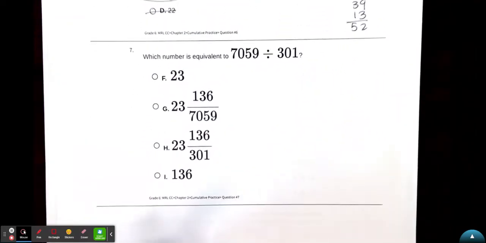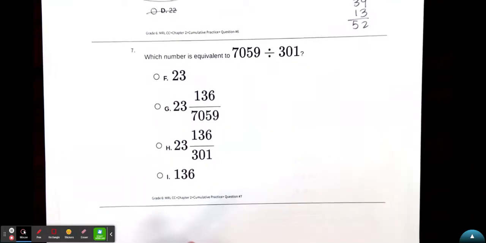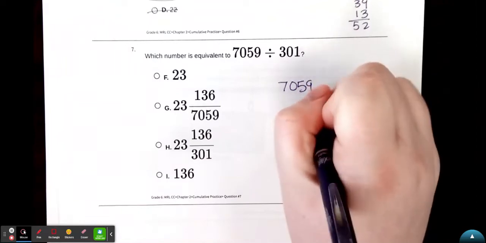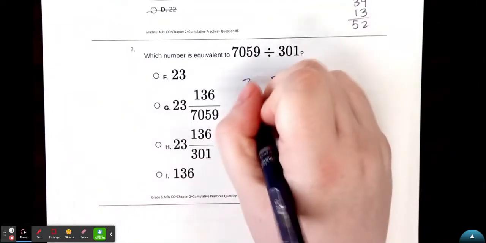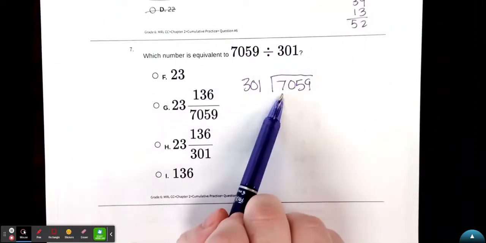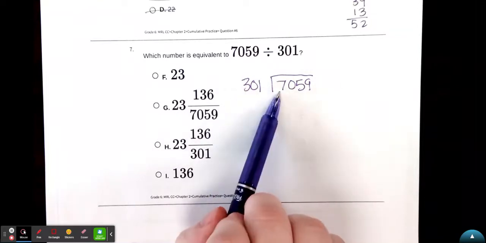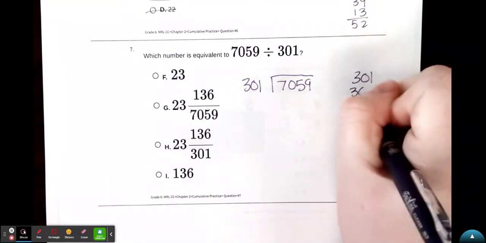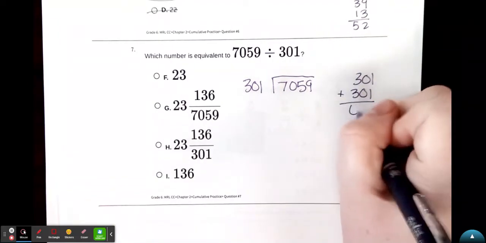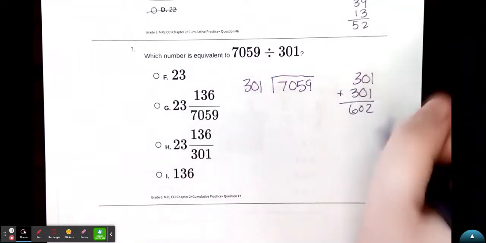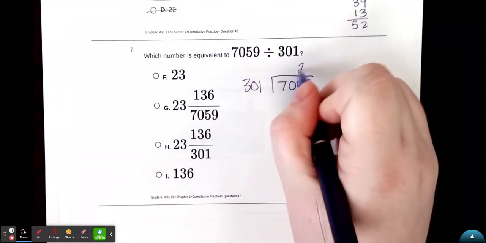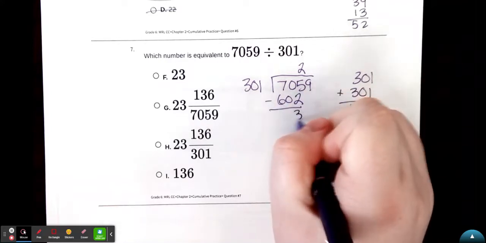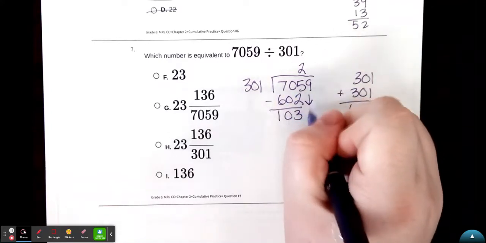All right, which number is equivalent to 7,059 divided by 301? Set it up. 7,059 in the box, 301 outside. 301 doesn't go into 7. It doesn't go into 70. It does go into 705, probably 2 times. So let's try that. Add those together. We get 602. We can't add any more to that, or otherwise we would go over. So subtract 602, get 3, 0, 1, bring down the 9.